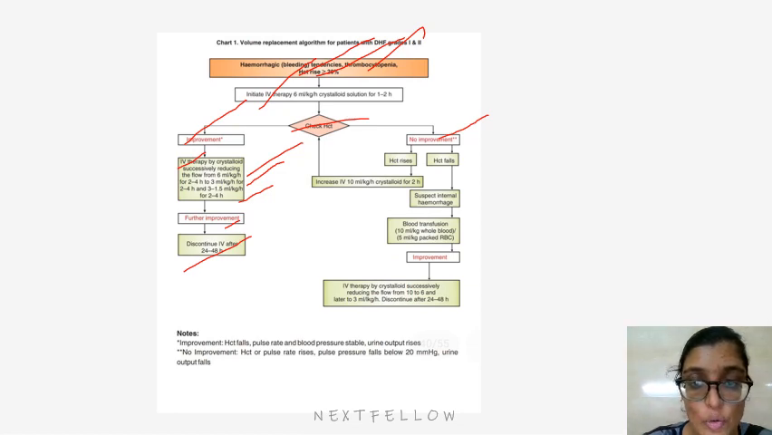Now, if there is no improvement and if the hematocrit falls, there is very important clear-cut indication that there is suspect internal hemorrhage. So you have to give blood transfusion. If there is improvement, then IV therapy again with the same rate, 10 to 6 and later 3 ml per kg per hour, discontinue after 28 to 48 hours. If hematocrit rises, then you have to increase the rate to 10 ml per kg per hour crystalloid for 2 hours, and following which continue this protocol again.